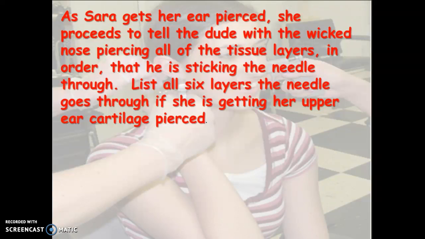Little practice. Sarah gets her ear pierced. She proceeds to tell the dude with the wicked nose piercing all the tissue layers, in order, that she is sticking the needle through. Can you list all 6 layers the needle goes through if she's letting her upper ear cartilage be pierced?